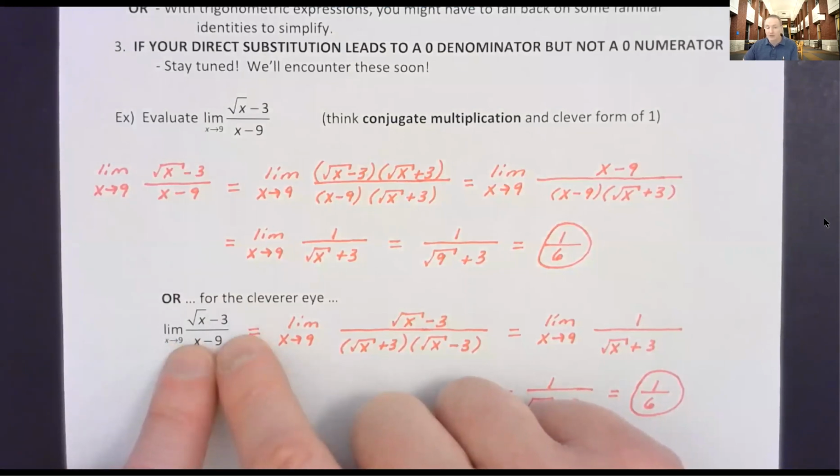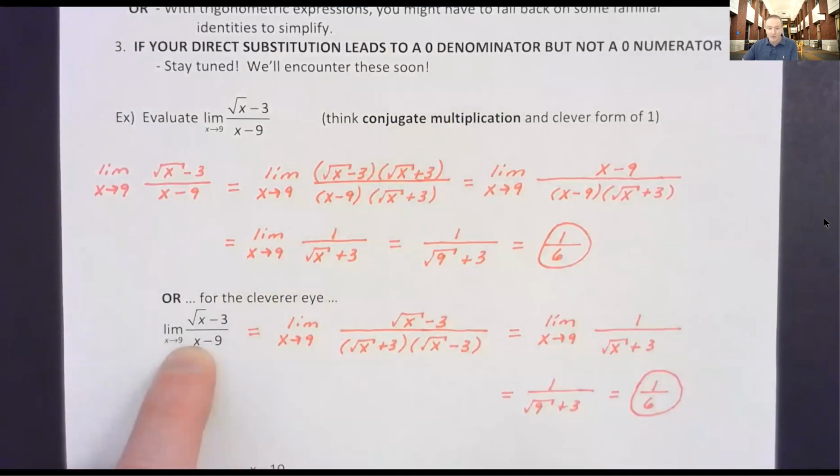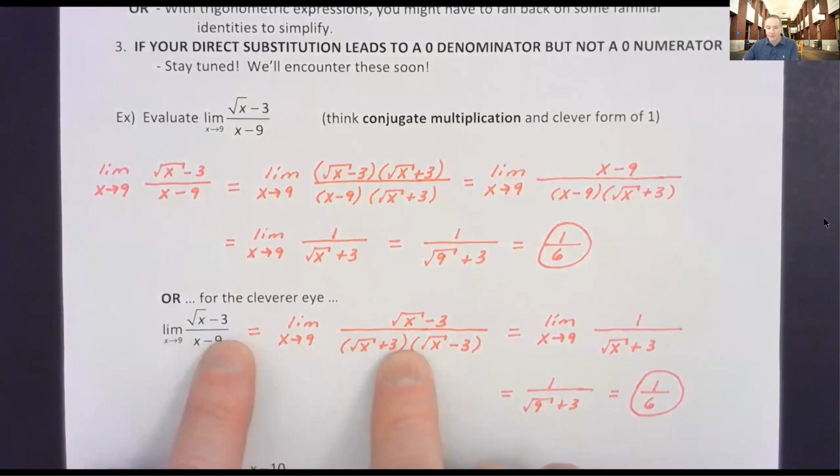I want you to factor using the difference of squares formula: a squared minus b squared is equal to a plus b times a minus b. Now you might look at this and say, but the first term's not a perfect square. Sure it is. x is equal to the root of x times the root of x. So x minus 9 is equal to the root of x plus 3 times the root of x minus 3.